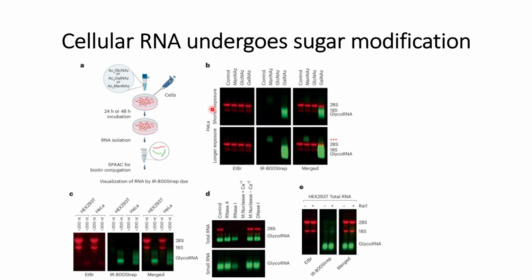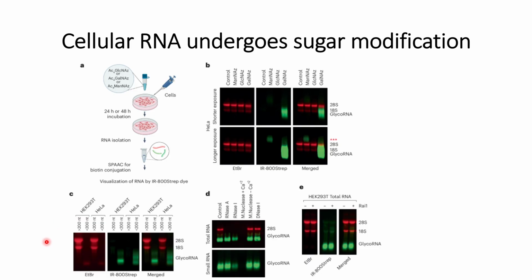They did the experiment in HeLa cells and HEK293 cells. Panel B is mainly about the HeLa cells, where they can see the 28S and 18S signals, that is the RNA signal, for the different reagents: control, manganese, GlcNAc, GalNAz. And when they check the glycoRNAs using the IR 800 streptavidin dye, they see glycoRNAs present only in the samples where the Ac4GalNAz reagent is used. To a minor extent, they are also found with the manganese reagent, but at longer exposures. And the final figure is the merged figure.